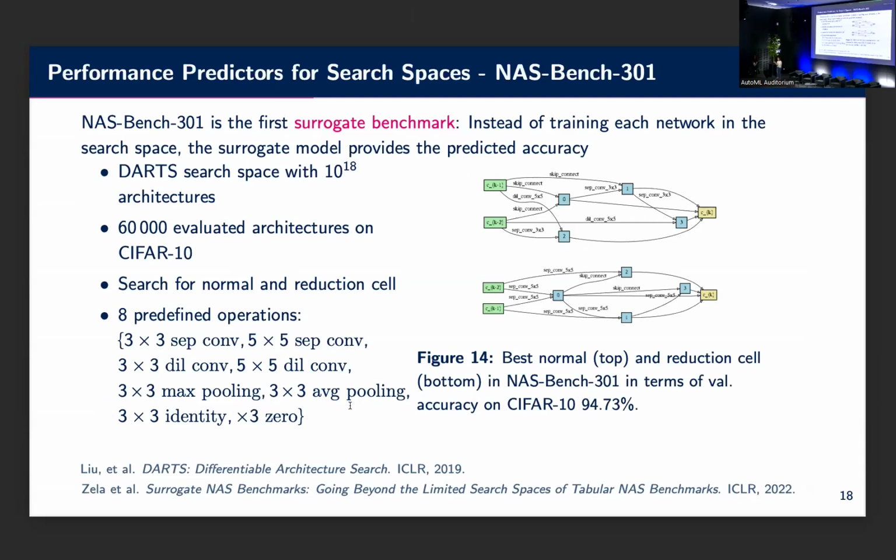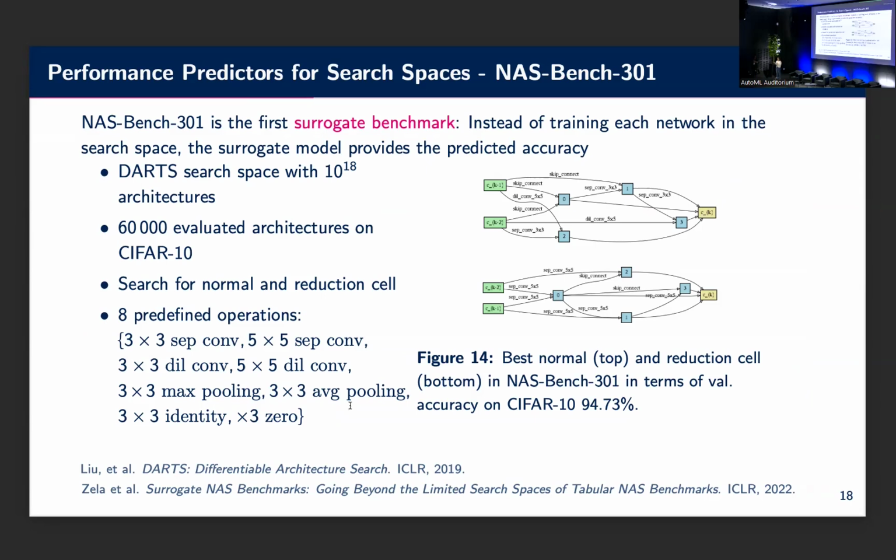And also very interesting is that you can combine the performance prediction method with a search space, resulting in a surrogate search space. And the first surrogate benchmark actually released in the NAS area was the NAS-Bench-301 search space, where we're also very happy to have Arber here as a first author. So instead of training each architecture in that DARTS search space, which has 10 to the power of 18 different architectures, we use a surrogate to predict the accuracies of the architectures which were not evaluated.